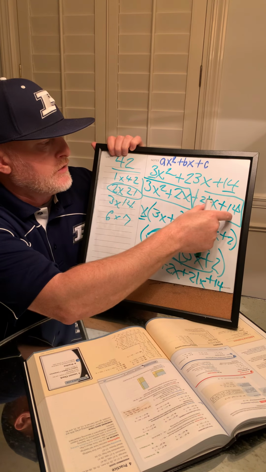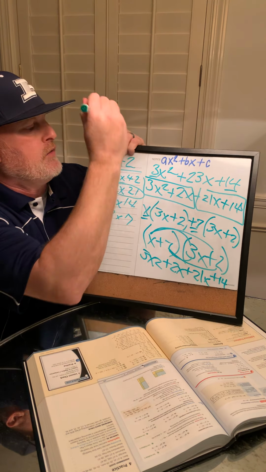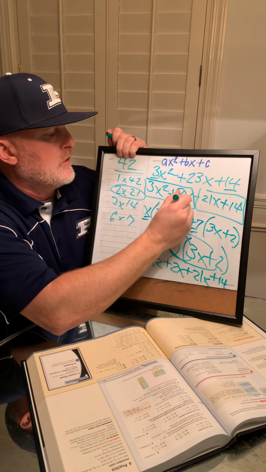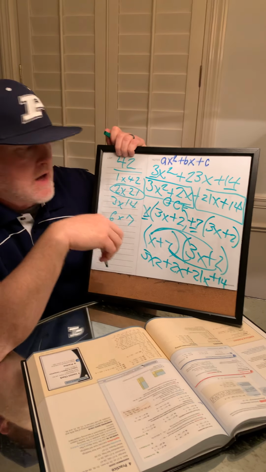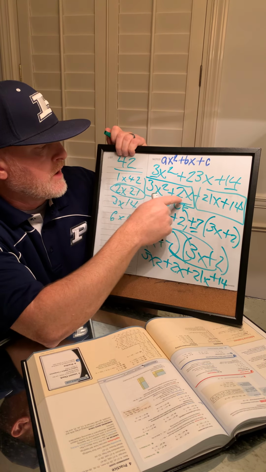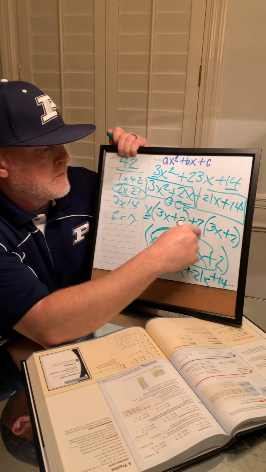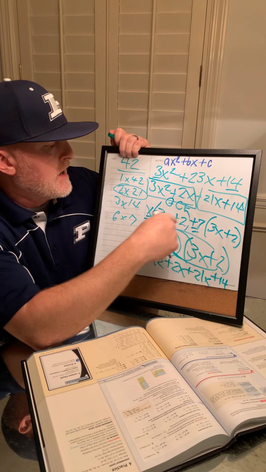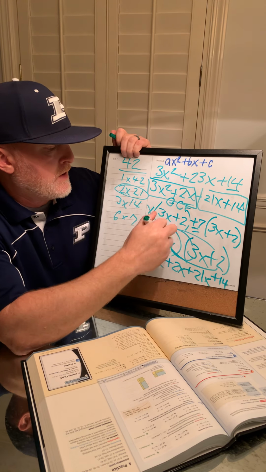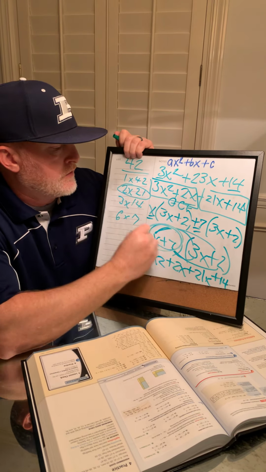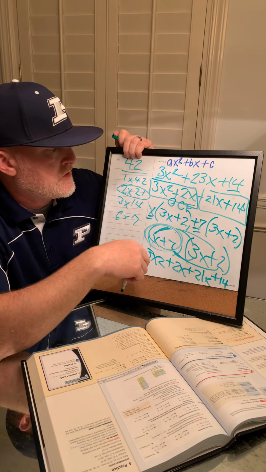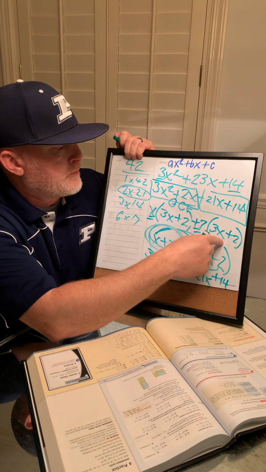First 2 terms, second 2 terms, and we factor out our greatest common factor. So 3x squared and 2x, we factored out x. 21x and 14, we factored out 7. And then we take those common factors that we factored out. That's our first set of parentheses in our factorization. And then our 3x plus 2.